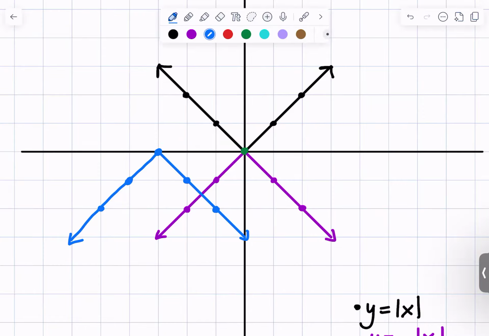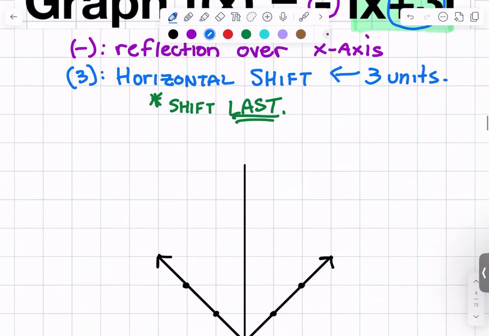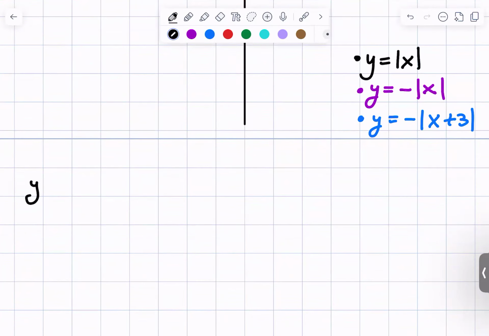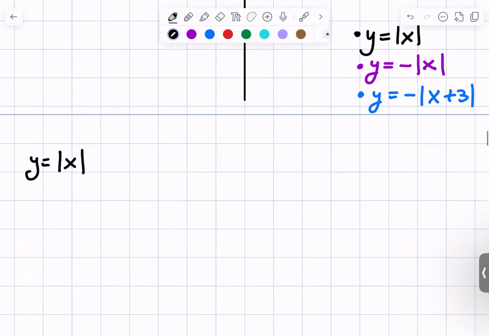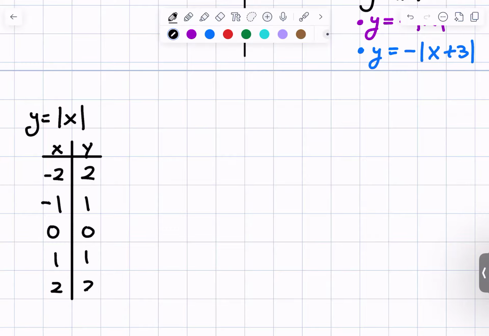Okay? So we can either do this via graphs like this, or we can do this using the points. So my first parent function is y equals absolute value of x. And my parent points, we talked about it yesterday. So if you don't know the parent points, please refer to that video. The x values will always be -2, -1, 0, 1, 2. And the y values will be +2, +1, 0, 1, 2. Okay?